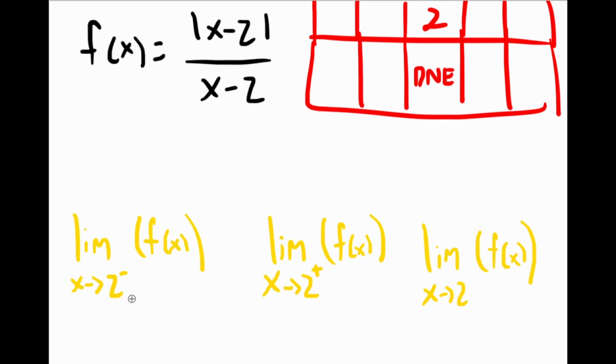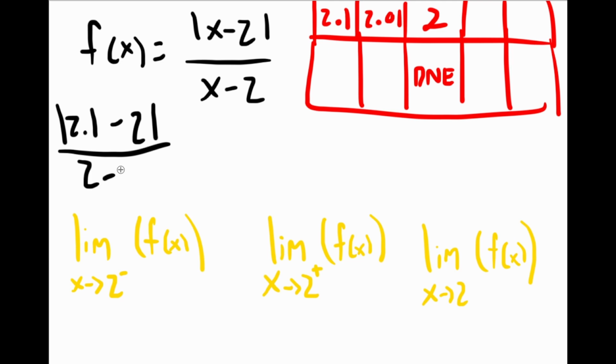But as we were talking about before, from the left hand side, it would basically be 2.1, 2.01, and we could do the math right now. So we do 2.1 minus 2 divided by 2.1 minus 2. That'll be 0.1 divided by 0.1. So this is equal to 1. And if we do the same exact thing with 2.01, it'll just be 0.01 divided by 0.01.